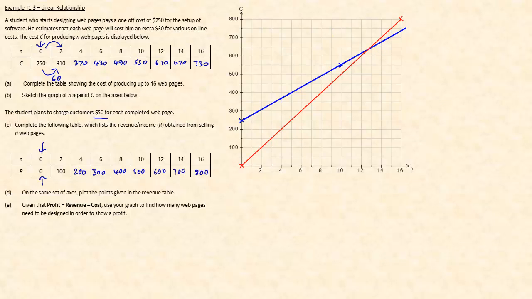Now they seem to actually cross over somewhere around here. So if we come down there, that seems to be somewhere between 12 and 13. It's difficult to tell when we have really poor axes like these with not many points on them. But it seems to be between 12 and 13, which means at 12 the red one is below, so we'd make a loss, and at 13 it's above, so we'd make a profit. So I'm going to say that we have to produce 13 pages.